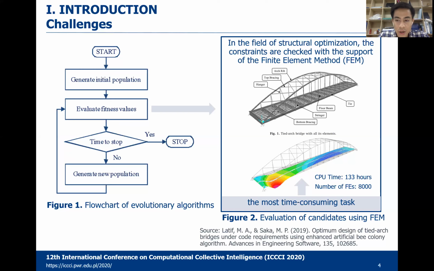However, structure optimization problems are classified into the constraint type, in which the candidate must satisfy some structure conditions. The constraints must be checked with the support of the finite element method. This is the most time-consuming task in the optimization process. For example, the optimum design of a bridge consumes about 133 hours with 8,000 times of finite element analysis.